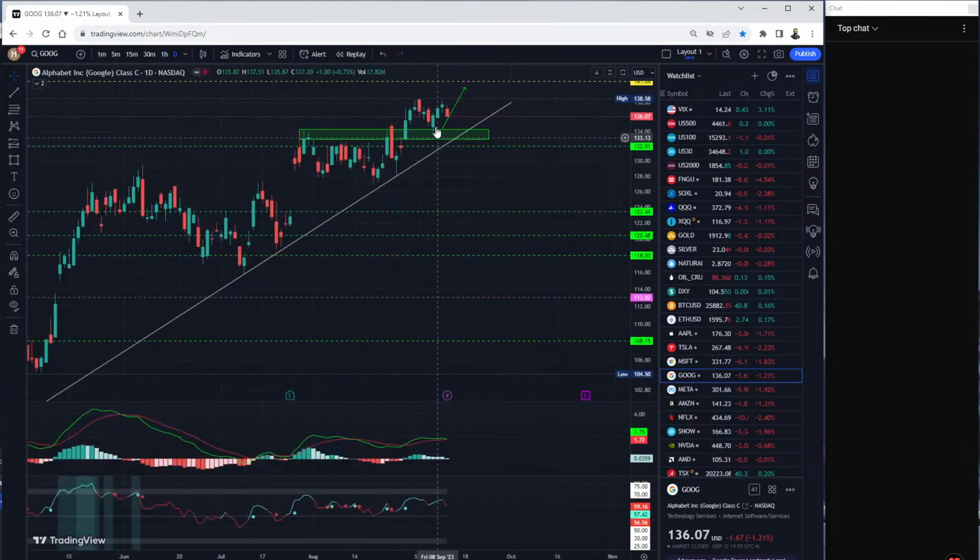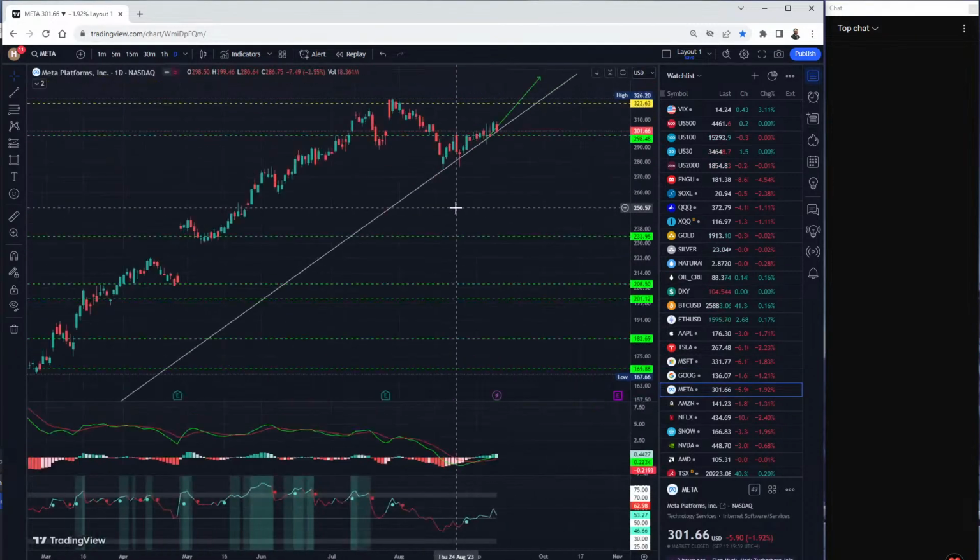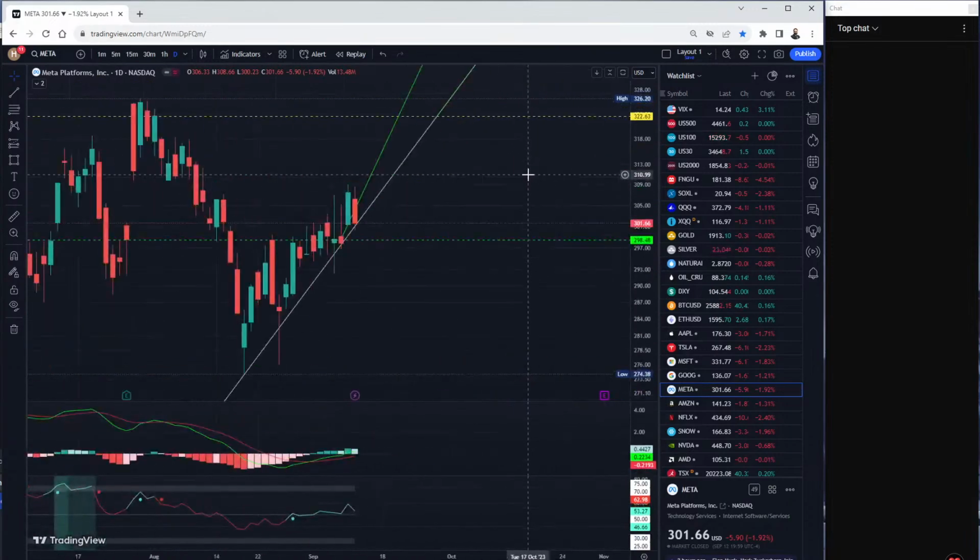Google also, you can see a little bit of sell-off. You can see it came to this day, 7th of September, backtested, now going higher. So it's buy the dip on Google. Meta holding this trend line very nicely, and there's still a little bit of a gap left, 298.48. So if it comes down to fill that gap, look to buy there.